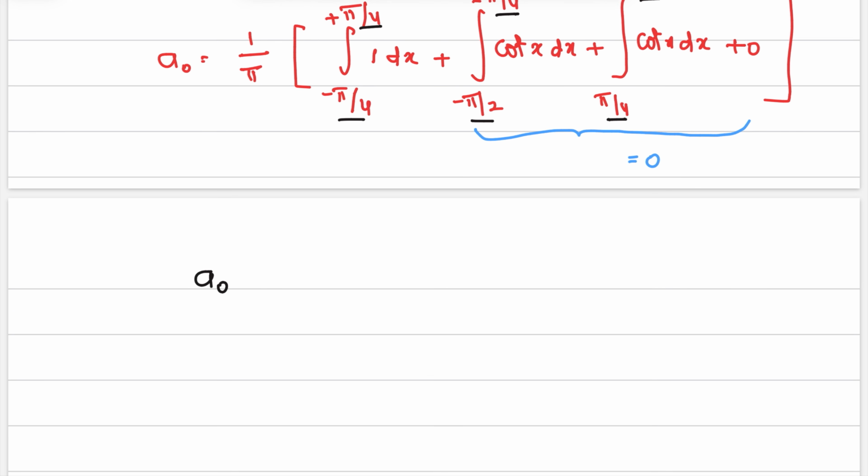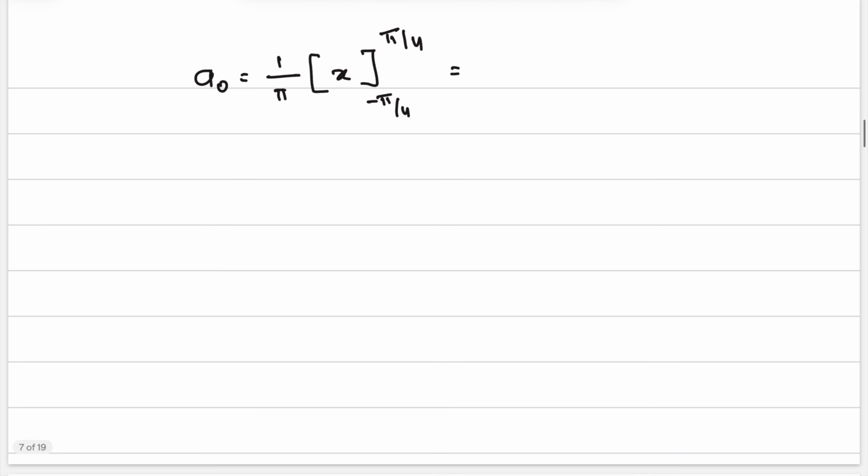Then a naught will be equal to 1 by pi into 1 into dx, which is x from minus pi by 4 to plus pi by 4. Now what will be its value? You tell me. 1 by pi into pi by 4 minus minus pi by 4, that is equal to 1 by pi into pi by 2, that is equal to 1 by 2. A naught is equal to 1 by 2.